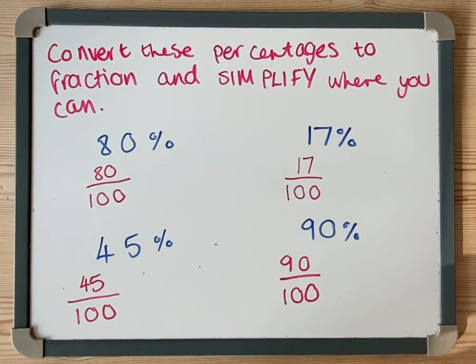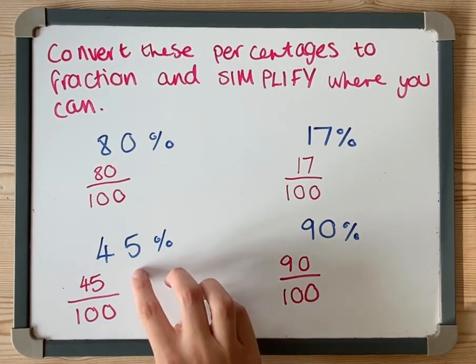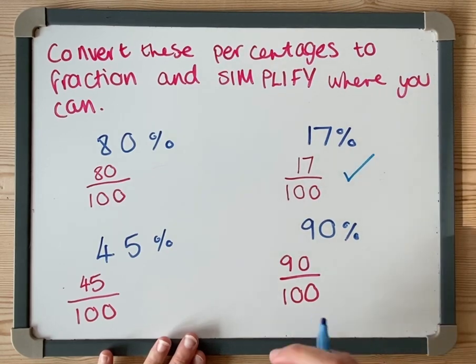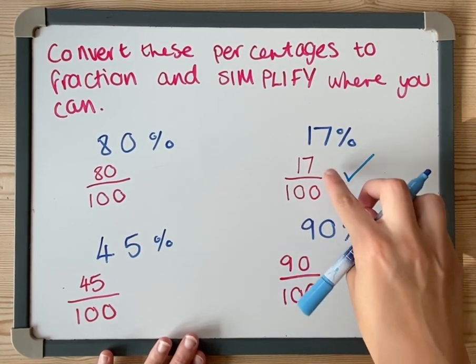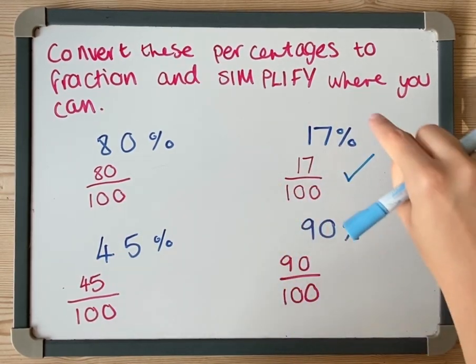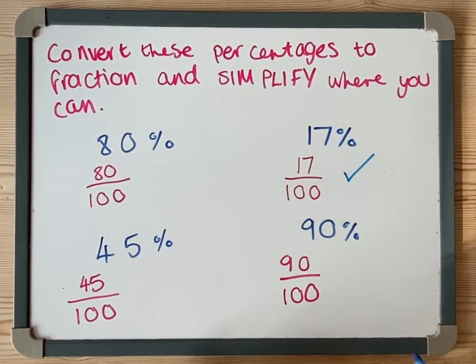Okay? Now, when you do your Show My Homework quiz, it will tell you where you can simplify and where you can't. If it doesn't say simplify, you don't do it. If it says simplify, then you need to do it. Now, this one here can't be simplified. There is nothing we can divide both 17 and 100 by. So that one is just done. That's all done. We'll just tick it.